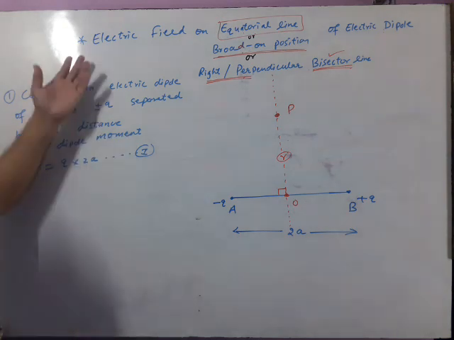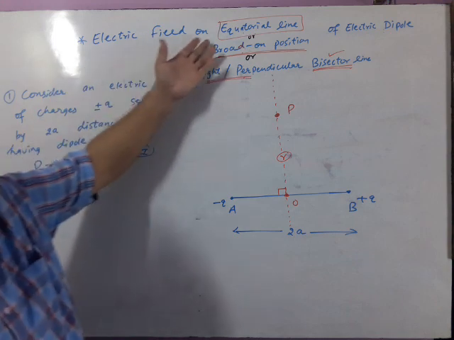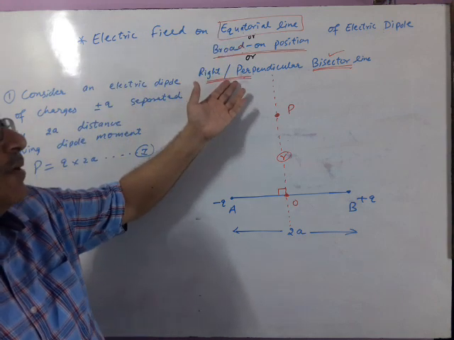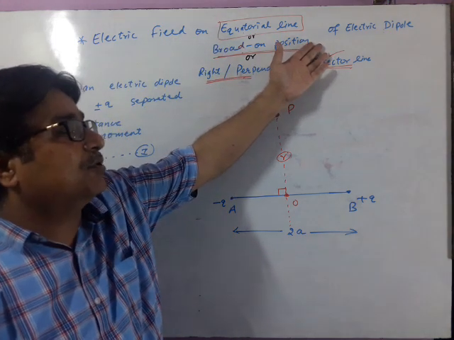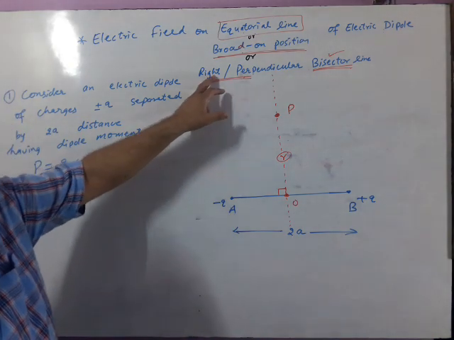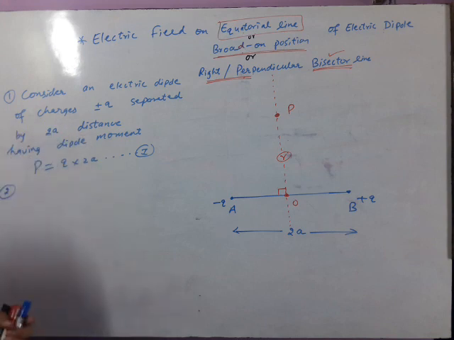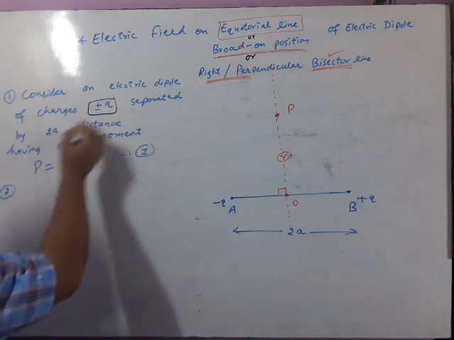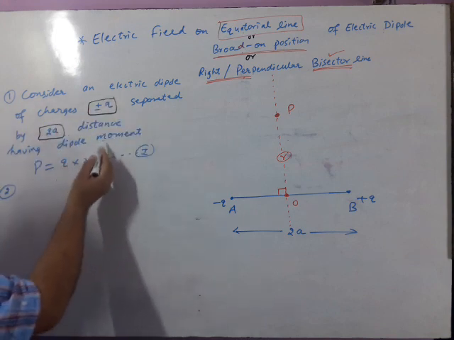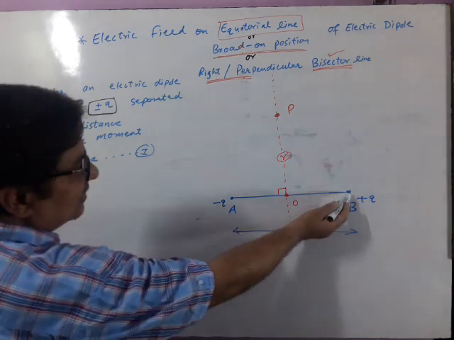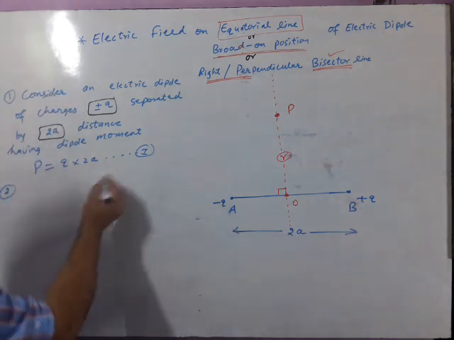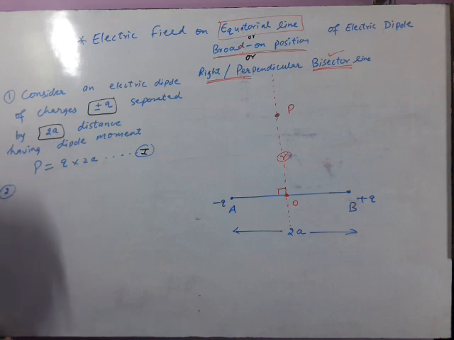Derive expression for electric field on equatorial line, broad on position or perpendicular bisector line of electric dipole. Perpendicular also called right. Point number 1. Consider an electric dipole of charges plus minus q separated by 2a distance, having dipole moment mod of either charge q into distance 2a. Let us say equation 1.